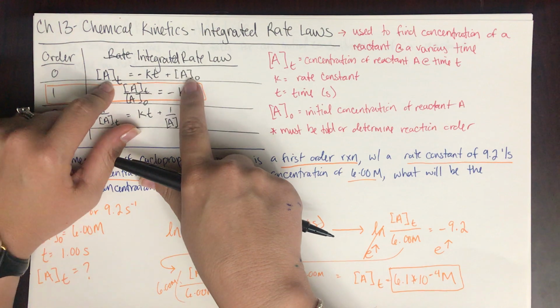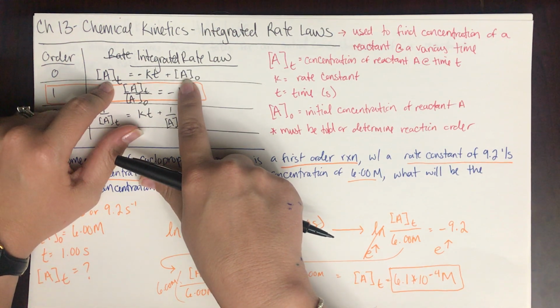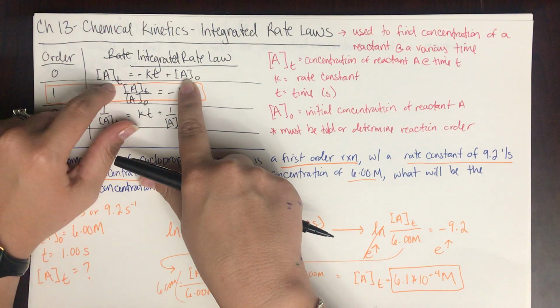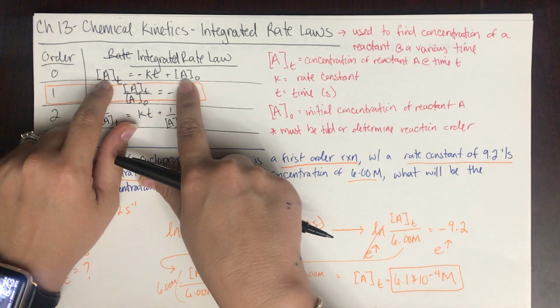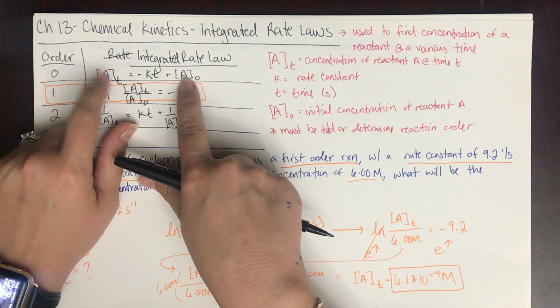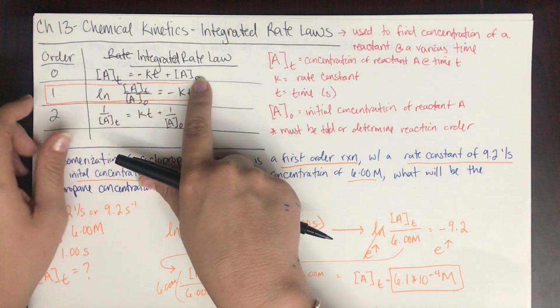So if you were given an initial concentration of 6, and you wanted to know what was the half-life, you would put the final concentration as 3. Because as long as the relationship between the initial concentration and the concentration at some time is 1/2, then you will be able to solve for the half-life.